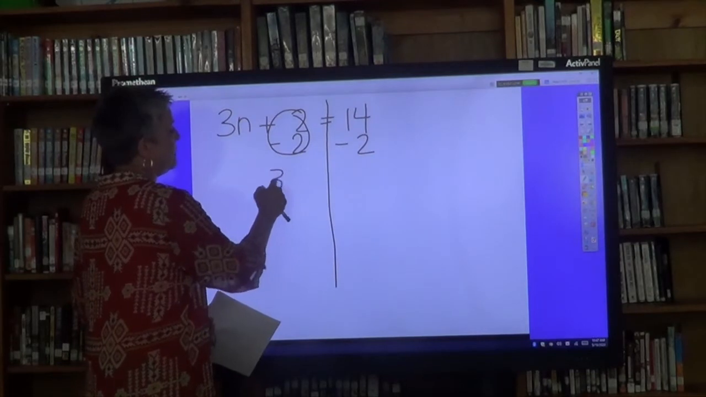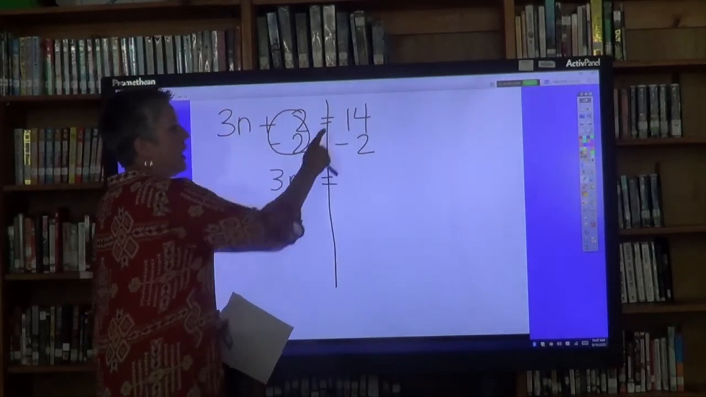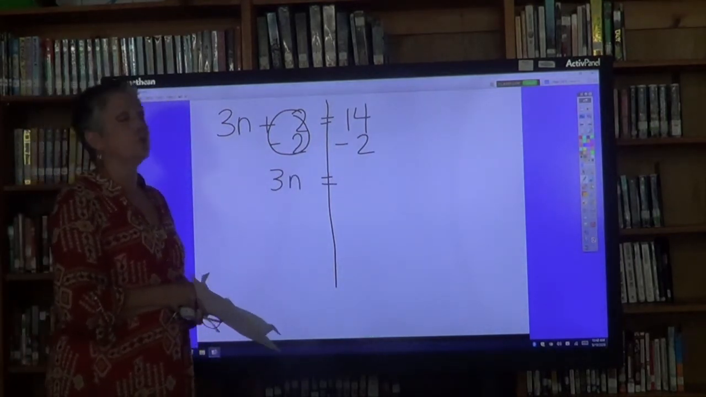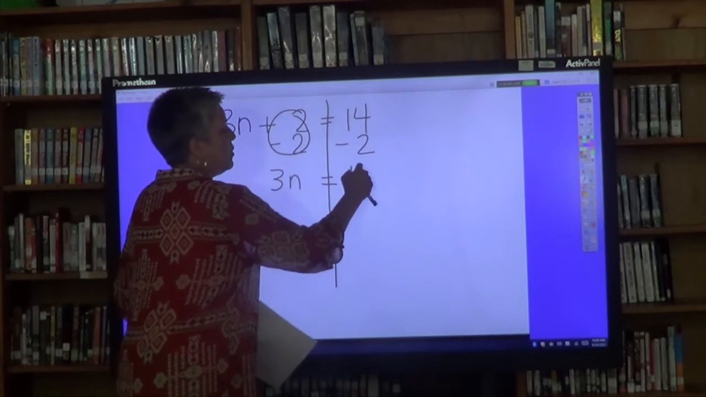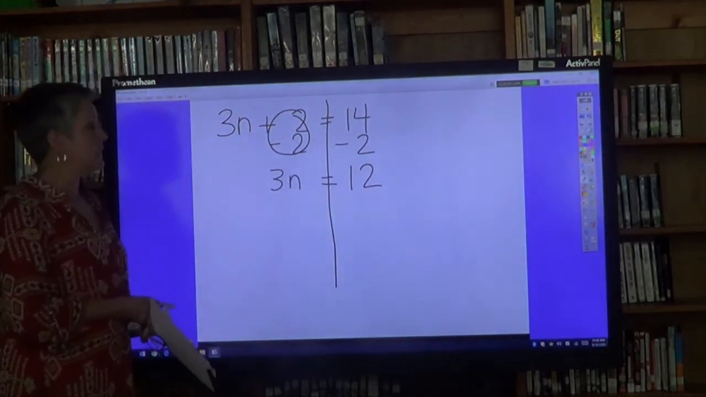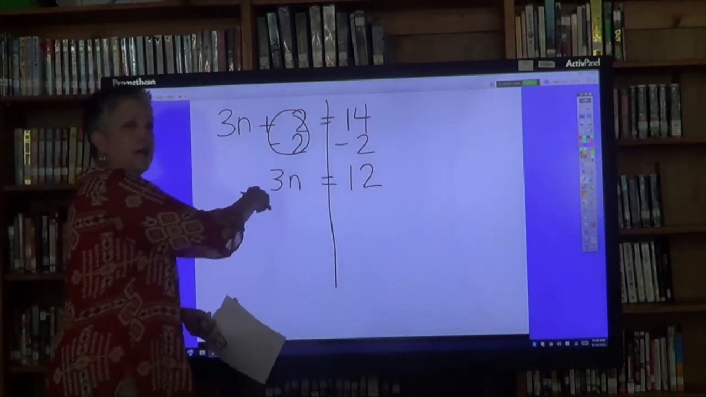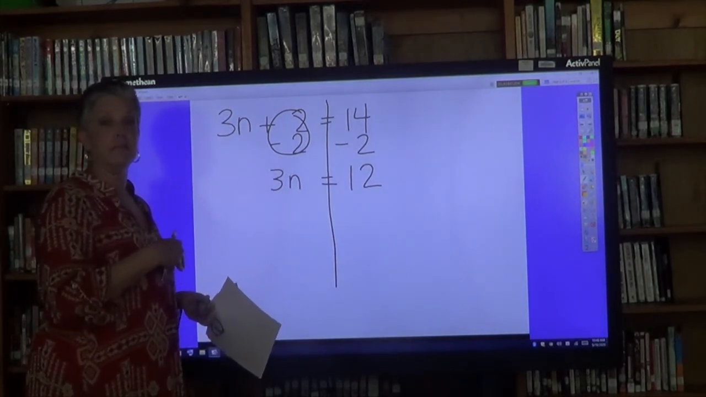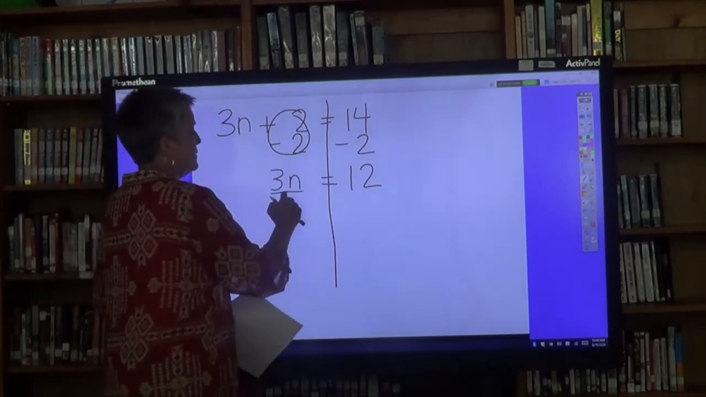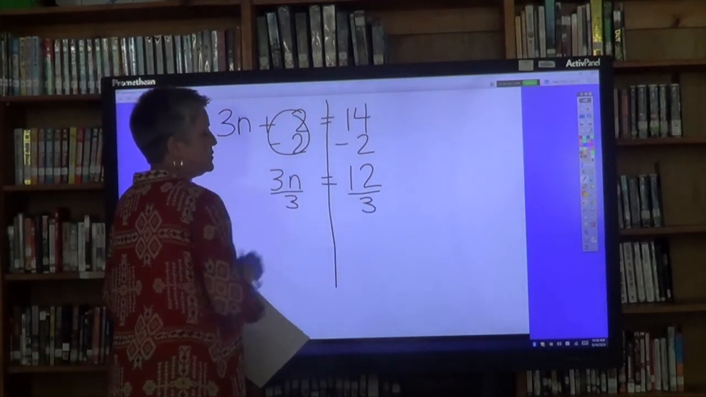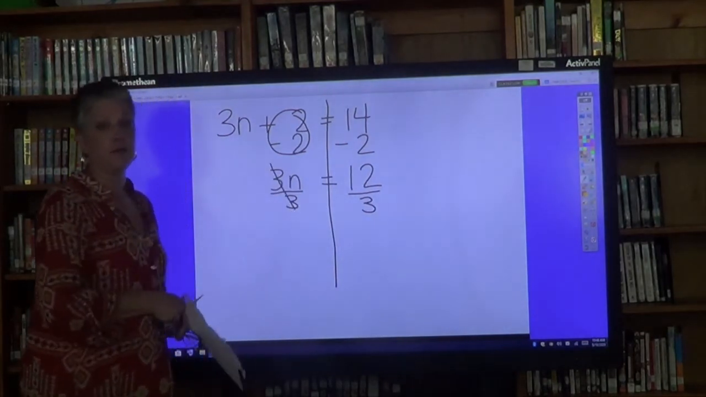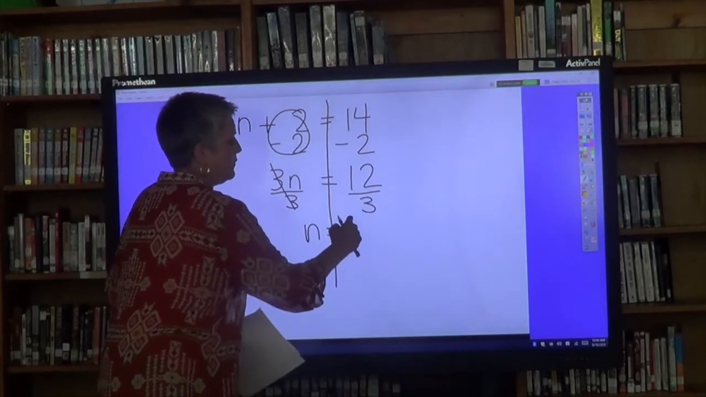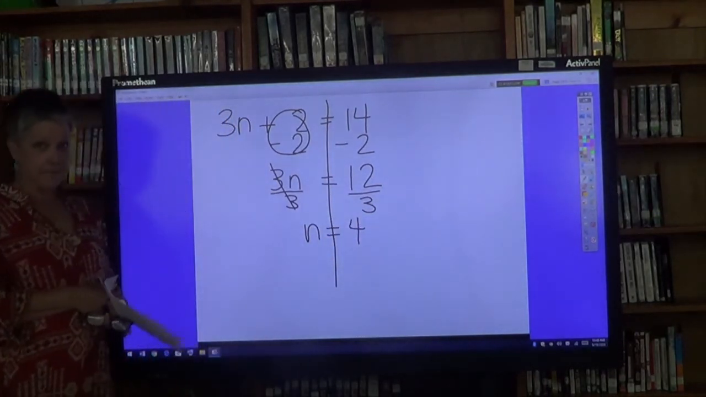All right, so we still have a 3 in here, a positive 14 and a negative 2. Our signs are different, so we're going to subtract. The sign of the larger is positive, so a positive 14 and negative 2 is 12. The only thing left is an operation with multiplication. So the inverse of that, to get rid of it, is division. Divide this side by 3, same thing on the other side. 3 divided by 3 is just 1, so we know we don't write the 1. And 12 divided by 3 is 4. Is that what you got? Good.